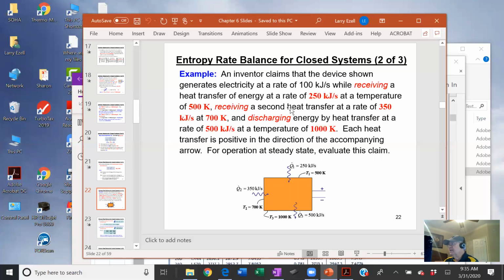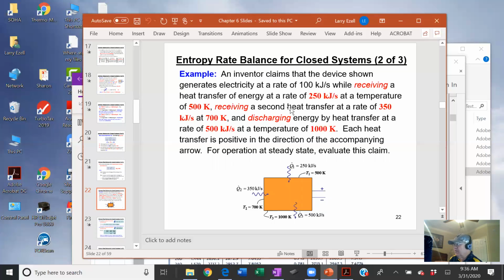An inventor claims that the device shown generates electricity at the rate of 100 kilojoules per second, while receiving heat transfer of energy at a rate of 250 kilojoules per second from a temperature reservoir of 500 K, receiving a second heat transfer, that's a second heat transfer coming in, at a rate of 350 kilojoules per second from a temperature source of 700 K, and discharging energy by heat transfer at a rate of 500 kilojoules per second at a temperature of 1000 K.